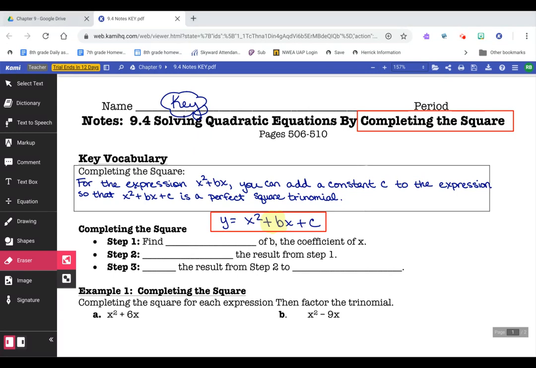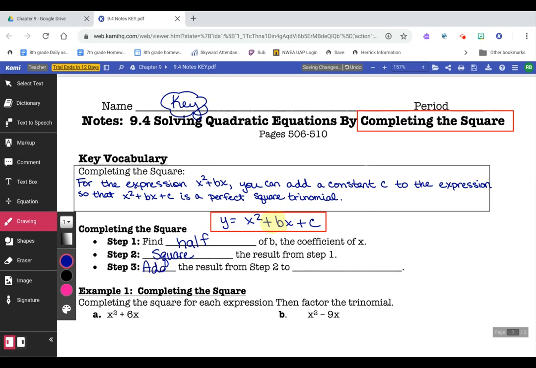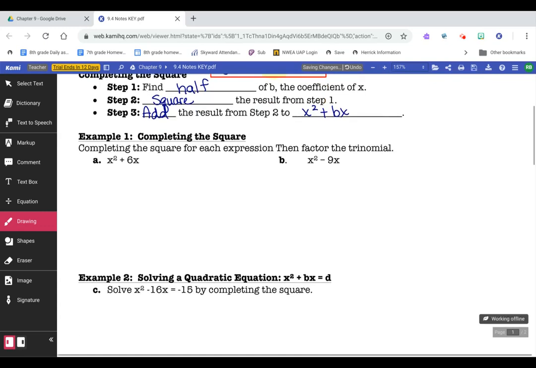So I wrote down y equals x squared plus bx plus c because the first thing you're going to do in completing the square is find half of b, and I highlighted b in yellow. You actually want to take the sign in front of b as well. So you're going to find half of b, which is the coefficient in front of x. And then for step 2, you're going to square the results from step 1. And finally, for step 3, you're going to add the results from step 2 to the expression x squared plus bx.